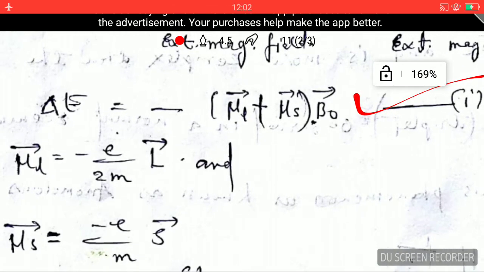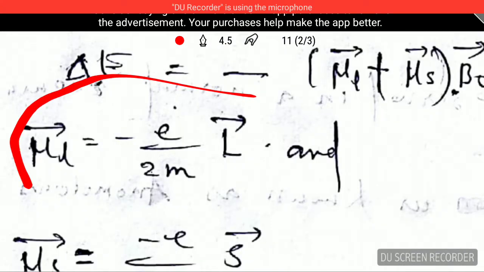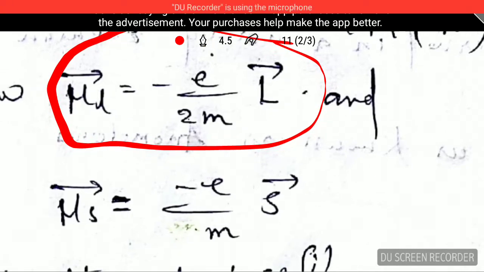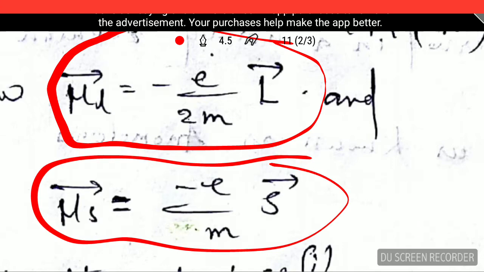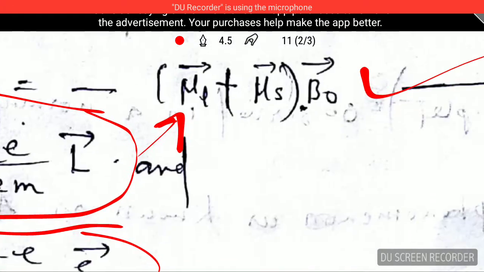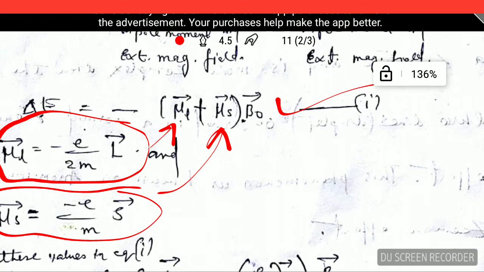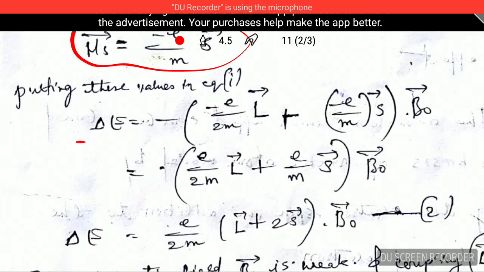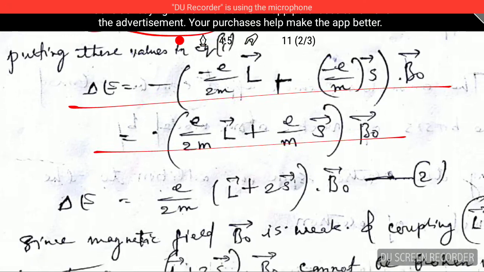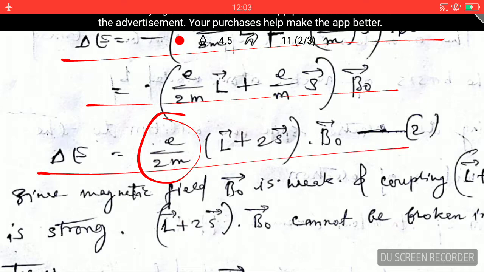Okay, now I have already explained to you that the orbital magnetic moment is written by this formula, and the spin magnetic moment is written by this formula. I will plug these two formulas in here, and this will be plugged here, and finally equation number 1 will come to this form. Then I can solve it further like this, take this term common, and I will be left with only this much of the equation.